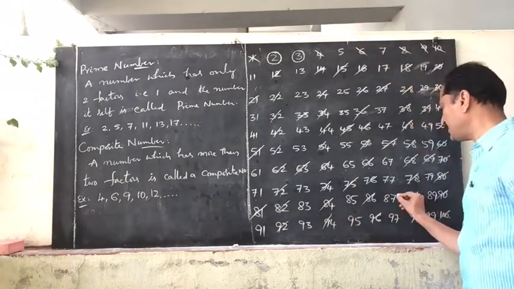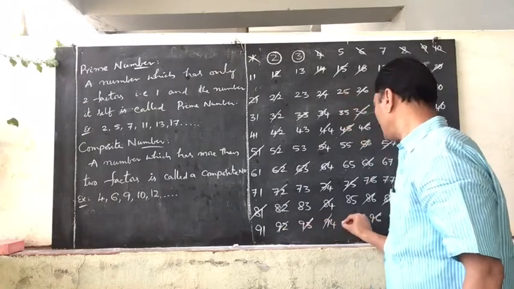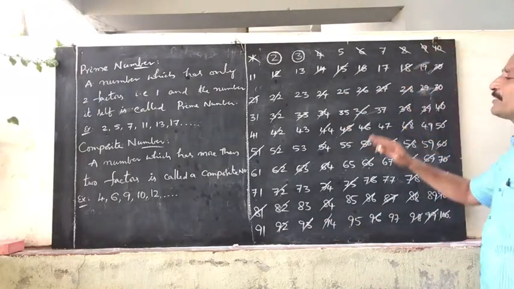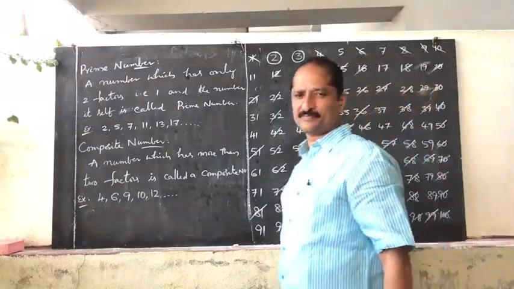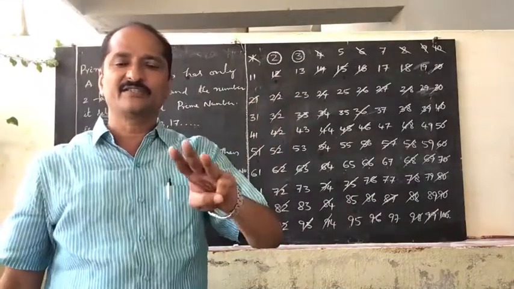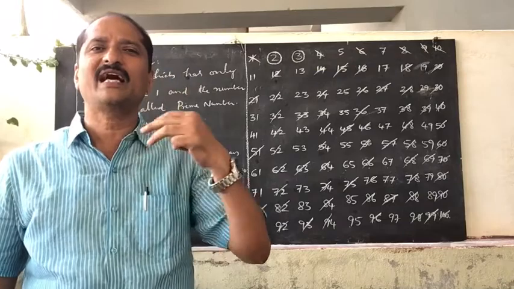87, 90, 93, 96, 99. So these are all the multiples of 3. Okay? For all the multiples of 3, 3 is the third factor. So we are striking out, because those numbers have more than 2 factors. So they are called composite numbers.